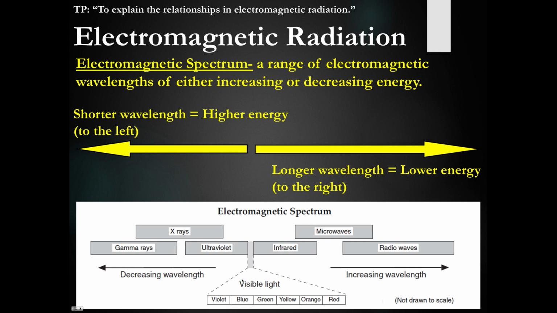All right, and then visible light is right in the middle of the spectrum. Right, we have violet up to red.